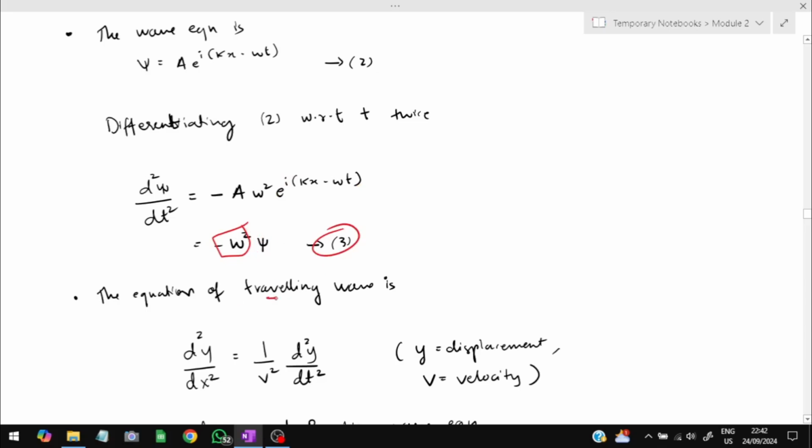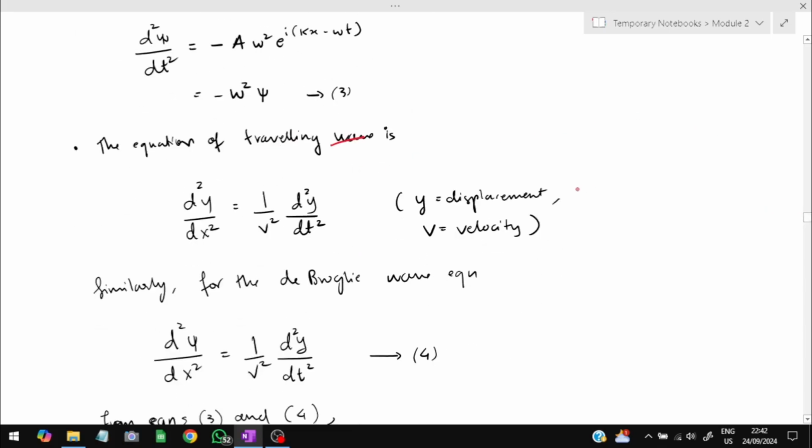Now the equation of a traveling wave. A wave which is traveling has its equation given in terms of displacement and velocity: d square y by dx square equals 1 by v square times d square y by dt square. Similarly for the de Broglie wave we can represent the same, just changing y to the wave function, and we obtain the following.